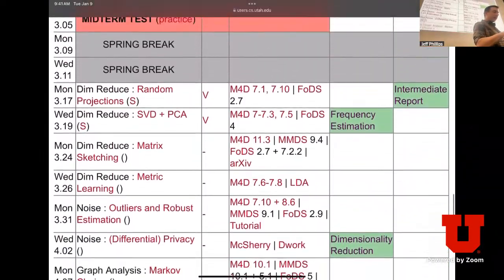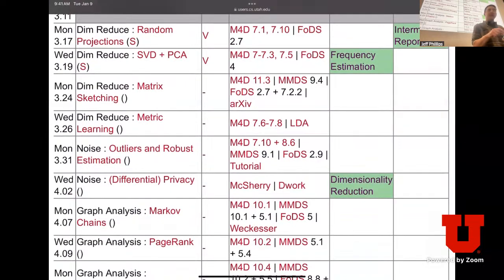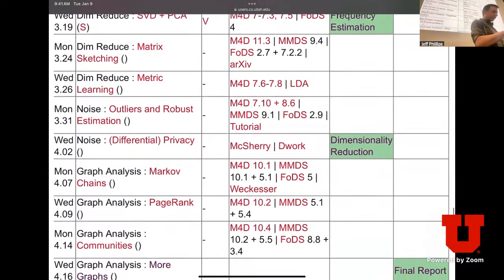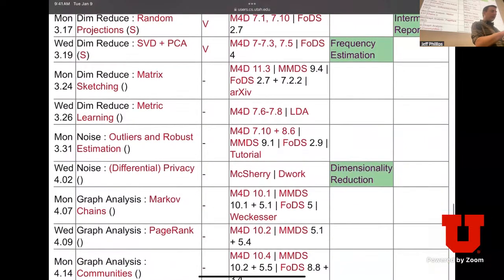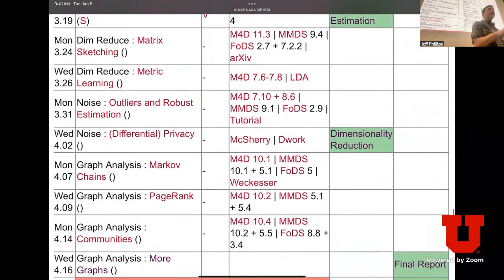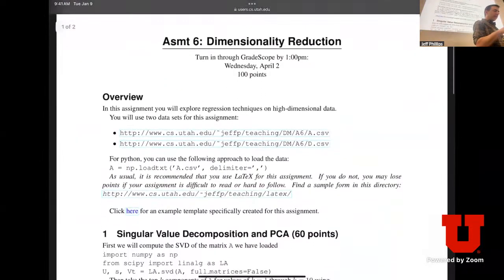Okay, let's see, where are we? What's the news in the class? We're in the middle of dimensionality reduction. We've only got like 8 lectures left, so we're getting towards the end of the semester. The dimensionality reduction homework is out and posted.